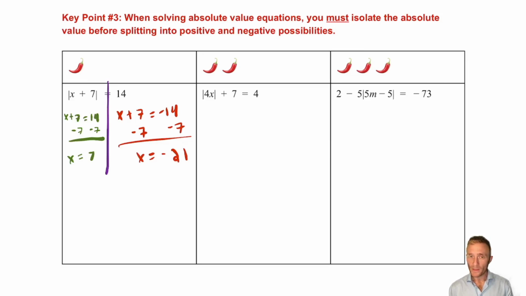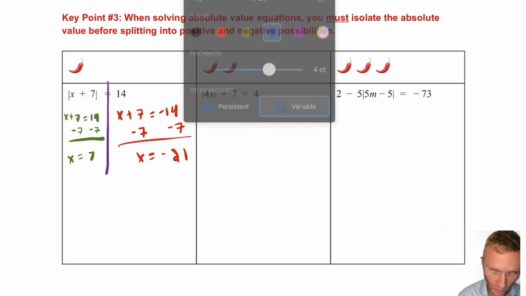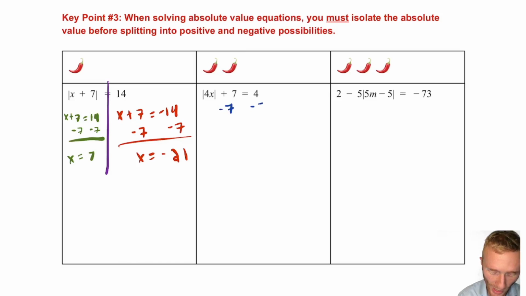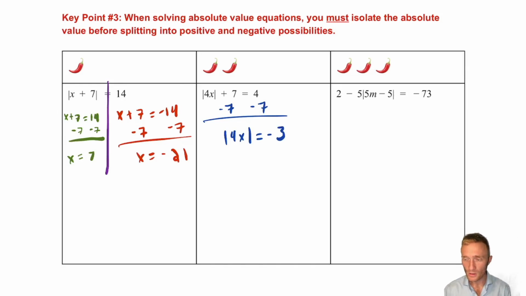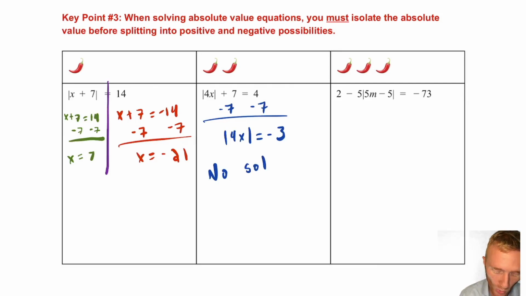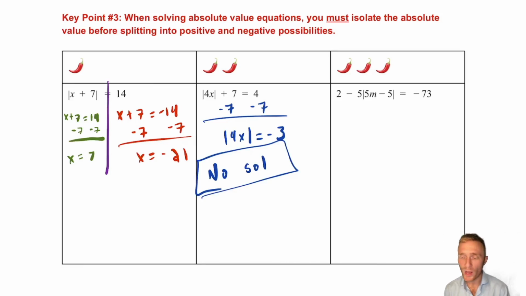On to the second one, the absolute value of 4x plus 7 equals 4. We need to isolate this first. So the first thing we need to do is subtract 7 from both sides. We get the absolute value of 4x is equal to negative 3. Doesn't matter what 4x is. There's no way to get a negative 3 to come on the outside of an absolute value function, so we are done. This actually has no solutions because there's no way when you take the absolute value of 4x, whatever it is, that it's going to be equal to negative 3.